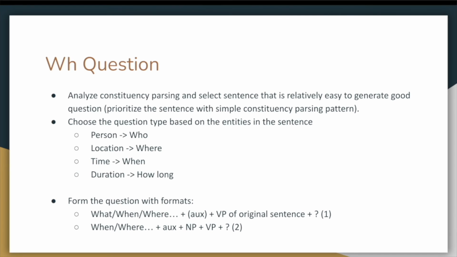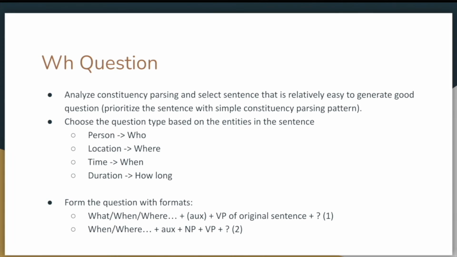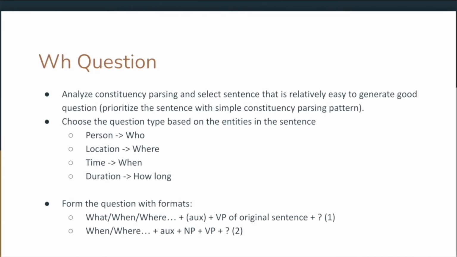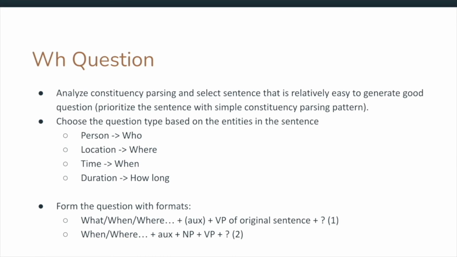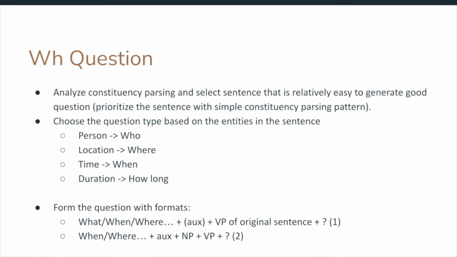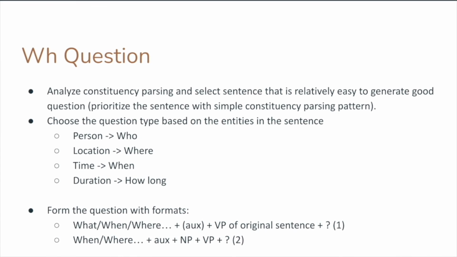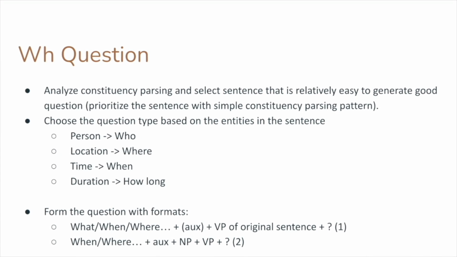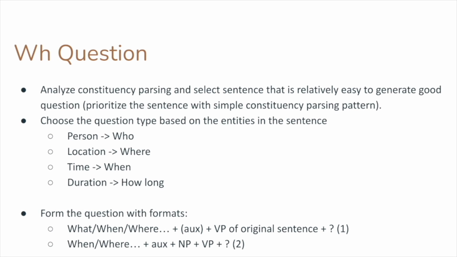And to generate the who and where questions, we first analyze constituency parsing and select sentences that are relatively easy to generate good questions from. We then choose the question type based on the entities in the sentence. For example, if we have a person in the entity list, we will ask a who question. Then we generate a question based on constituents. To ask a question about an NP, we can follow the first format, and to ask a question about a PP, we can follow the second format.